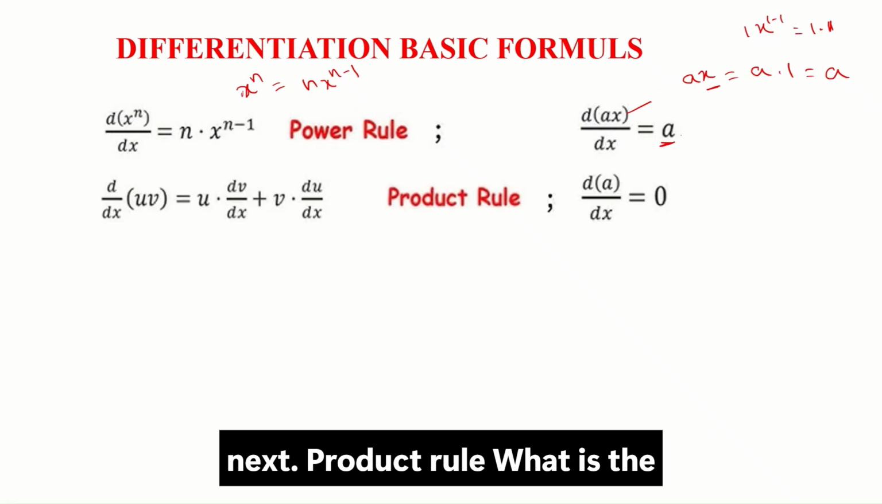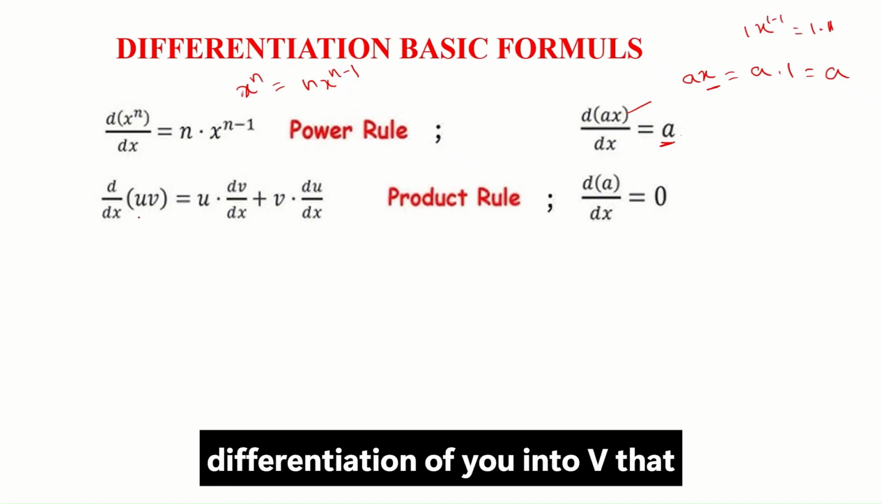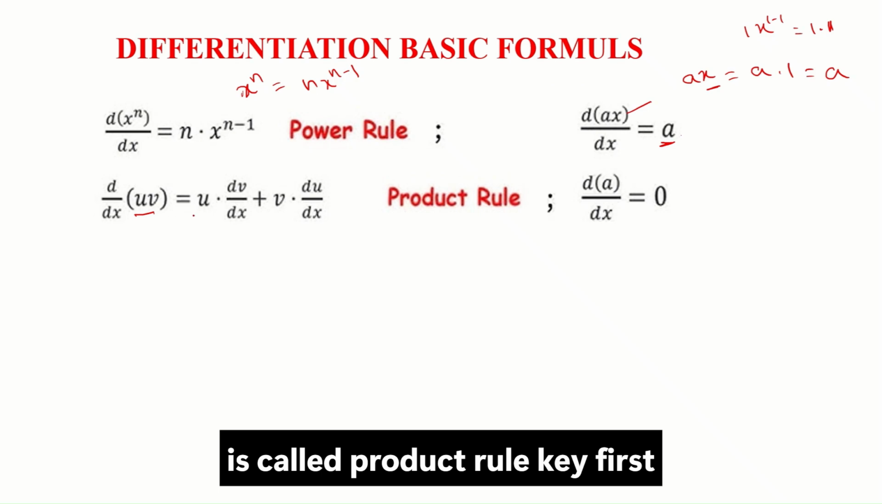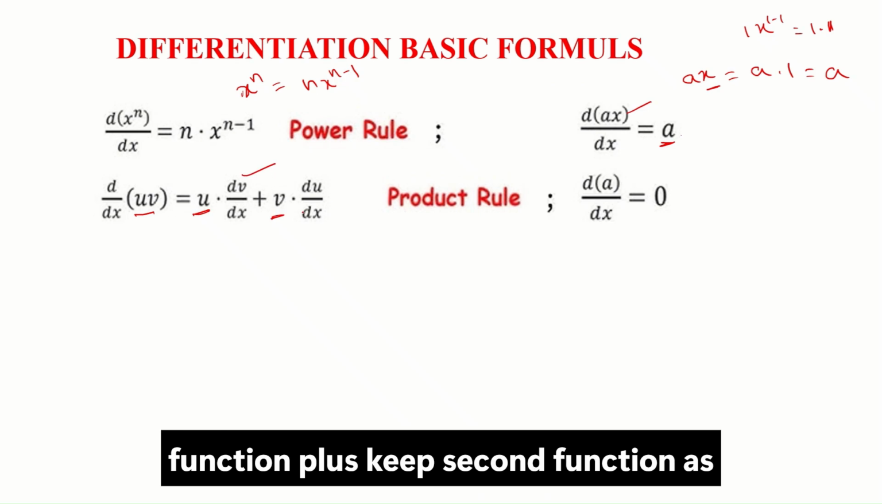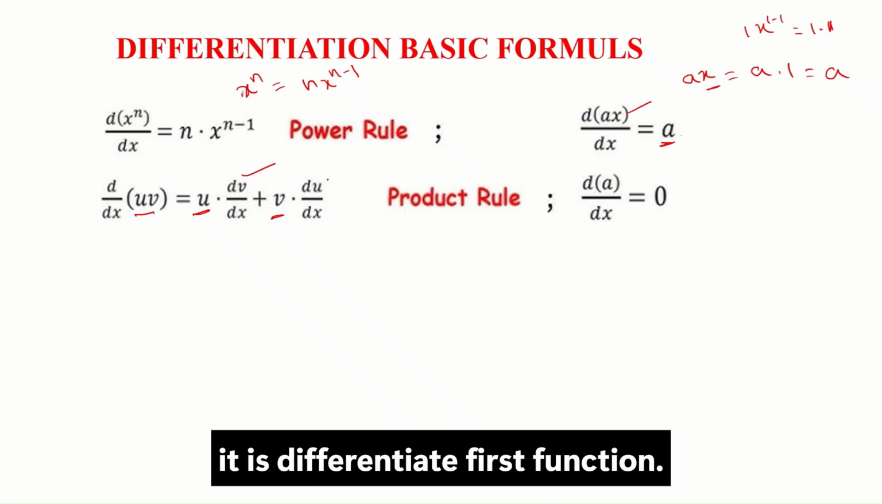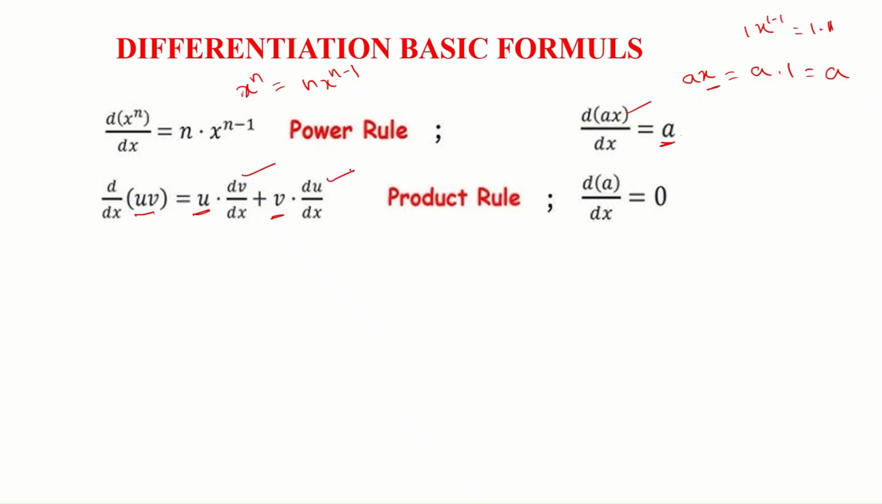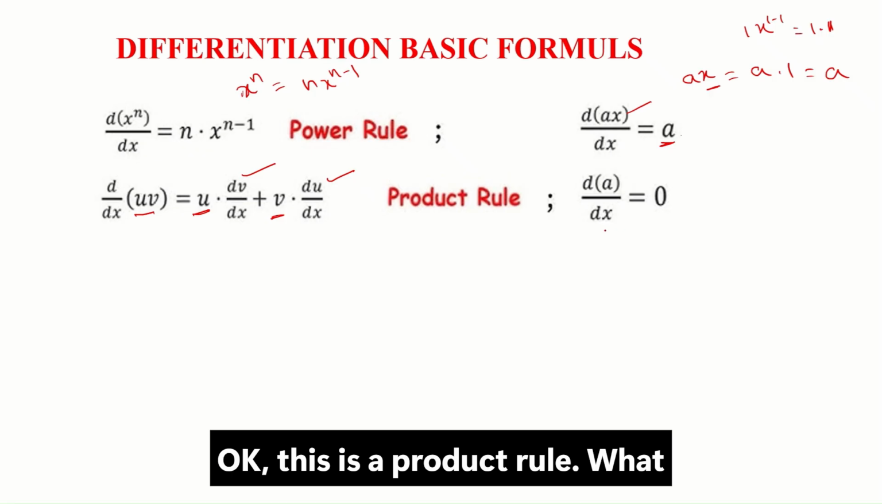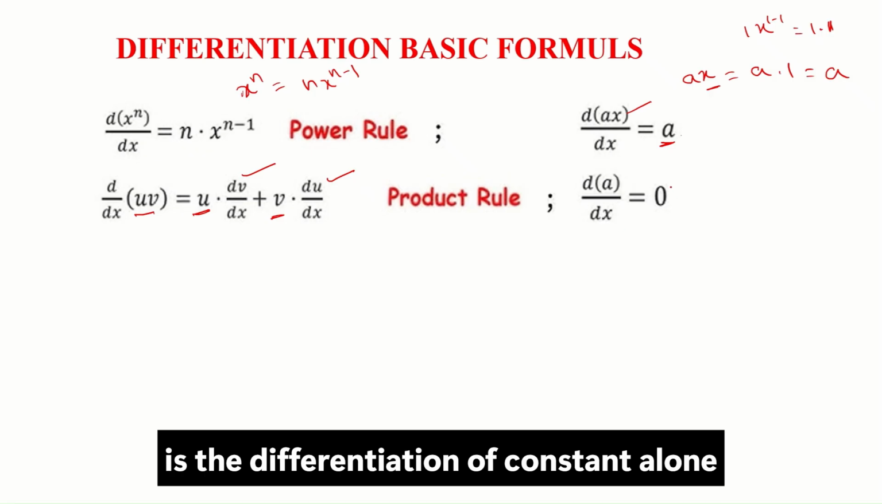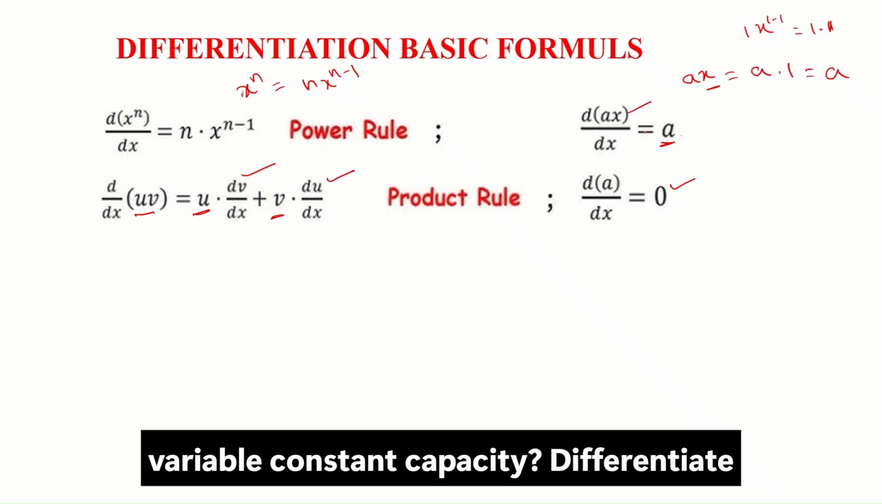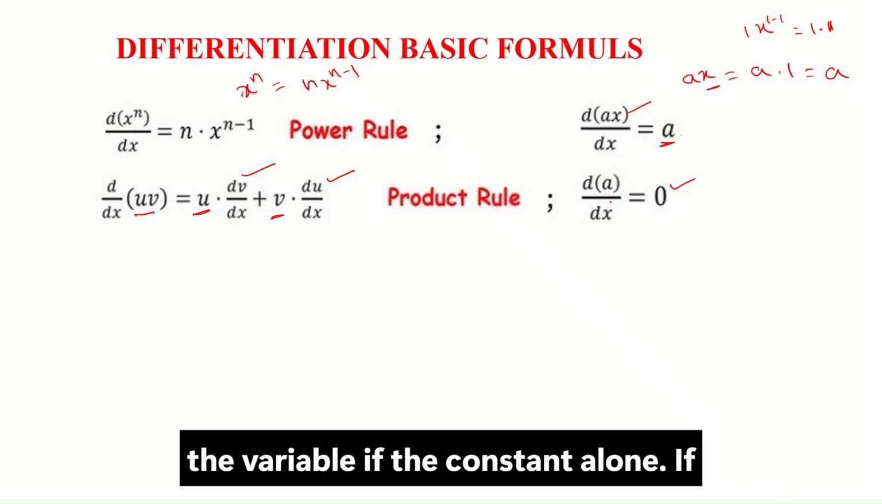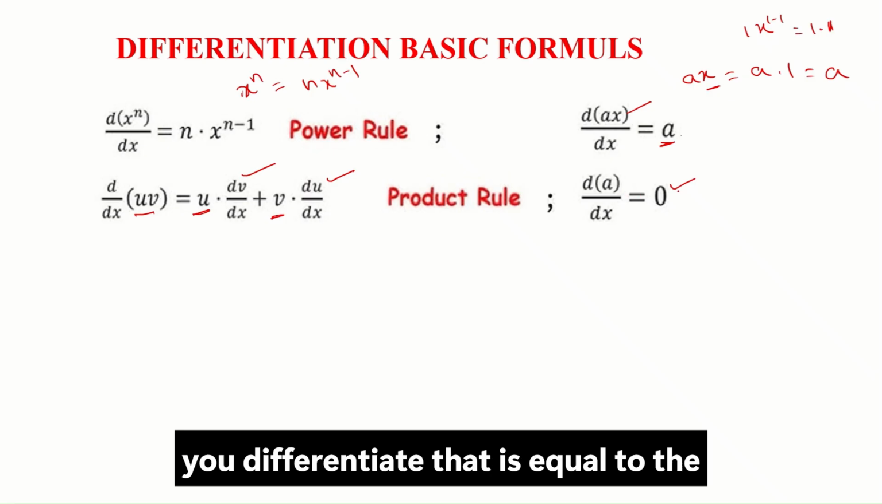Next, product rule. What is the differentiation of u into v? That is called the product rule. Keep the first function as it is, differentiate the second function, plus keep the second function as it is, differentiate the first function. Okay, this is the product rule. What is the differentiation of a constant alone? That is always 0. Along with a variable, keep the constant as it is and differentiate the variable. If you differentiate a constant alone, that is equal to 0.